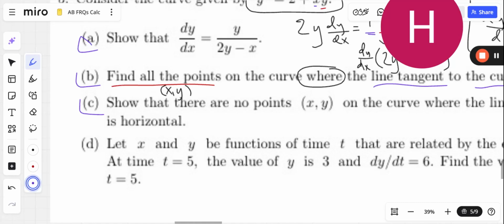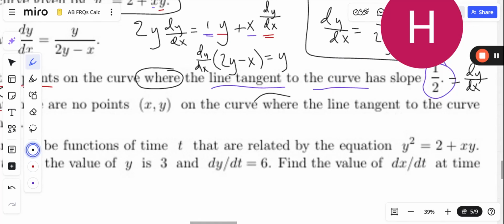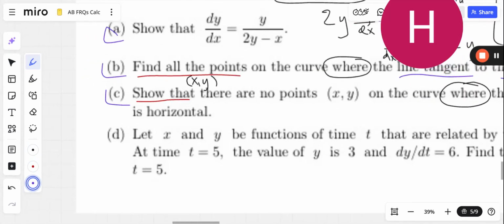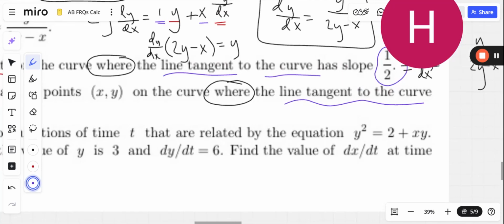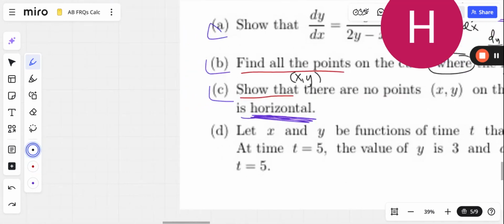Okay, let's look at this. Show that there are no points. They just want us to show there are no points on the curve where the line tangent to the curve is horizontal. That's a key phrase. They're telling you, go ahead and assume that the line is horizontal and show that there are no points, which means you're going to get some kind of false statement about the points, or you're just going to get no solution on the points somehow.